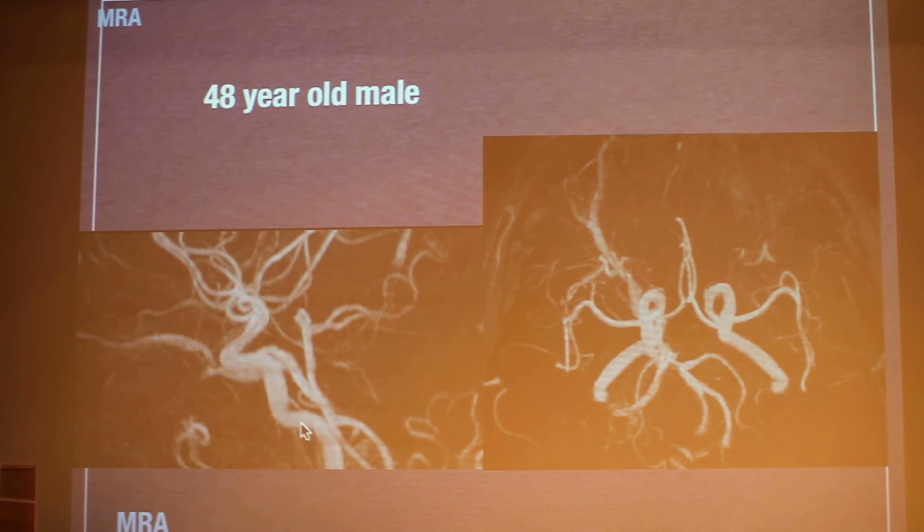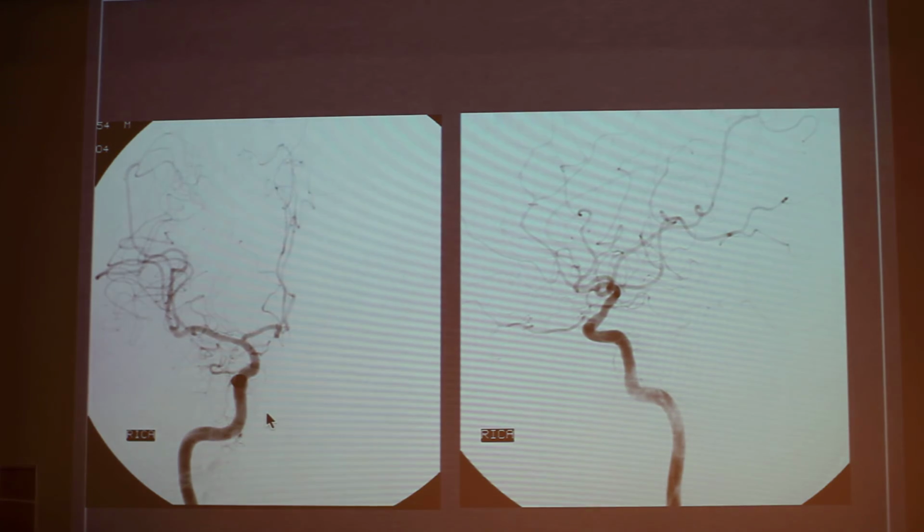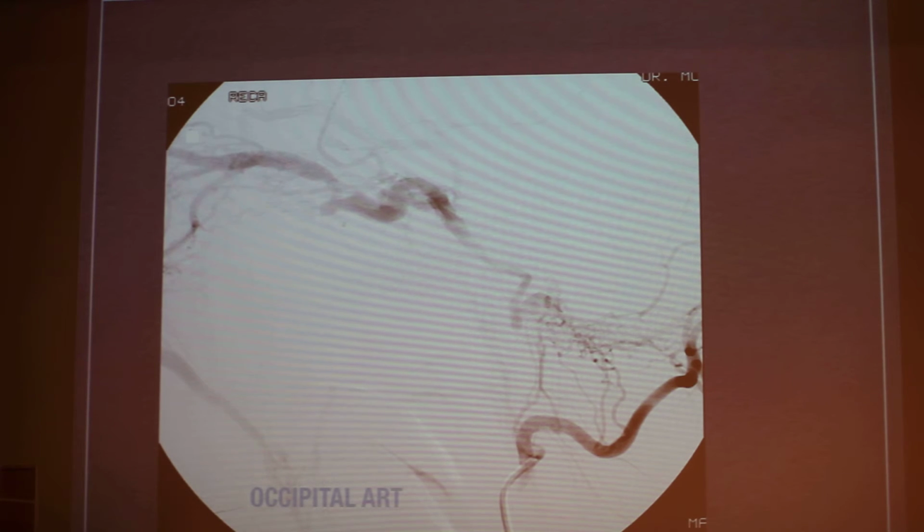And these are the reconstructions. The anatomy: this is the internal carotid artery, this is the lateral view, this is the supraorbital vein, cavernous sinus, and the petrosal sinus. So you take him to an angiogram, and you inject the internal carotid artery, and you don't see anything. So you inject the external carotid artery.